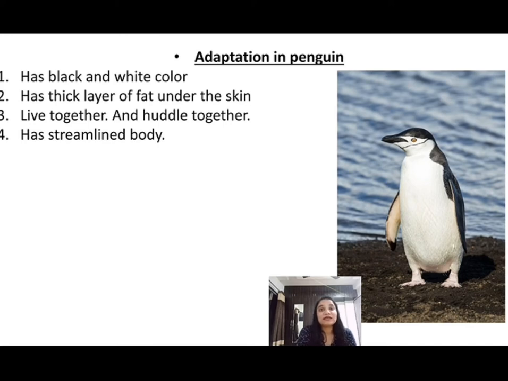And the third one is they live together and huddled together. They move in a group only. Okay, that will keep them warm. And the fourth one is they have a streamlined body. They have wings like flappers, and they can fly by 2 feet only, not more than that.